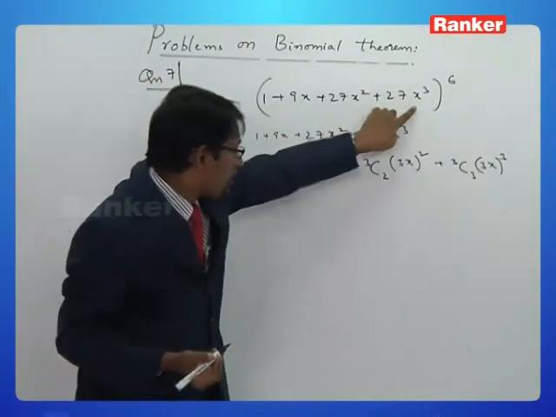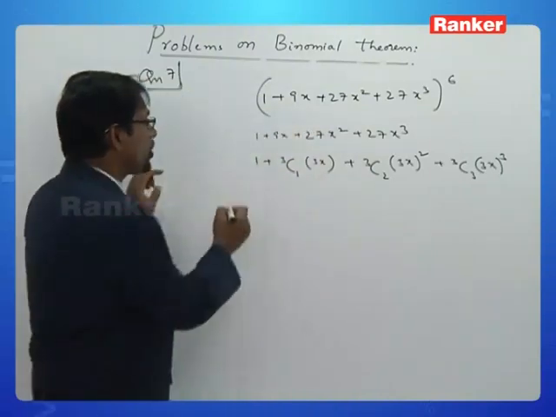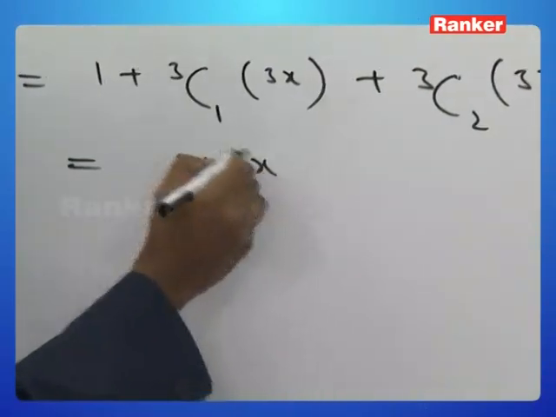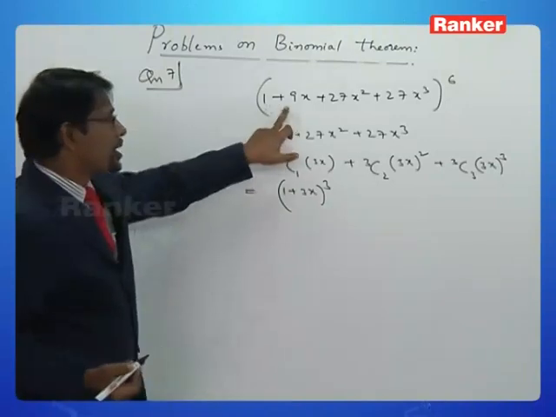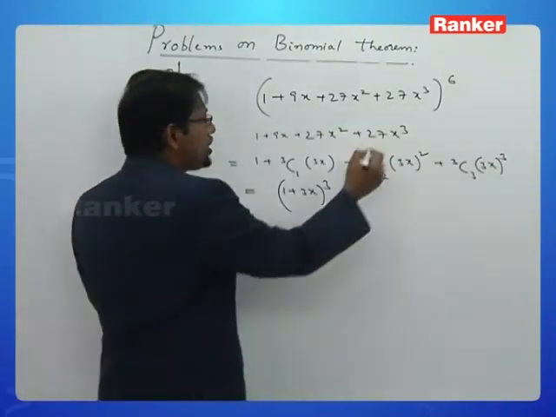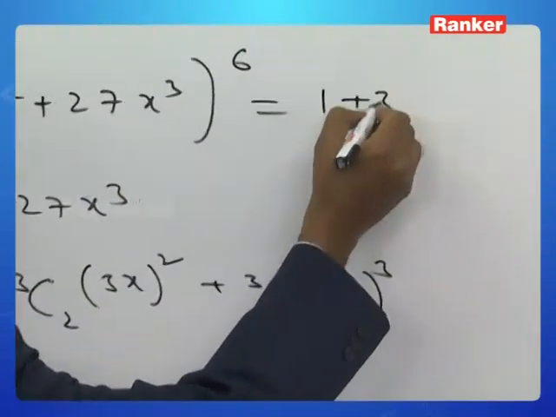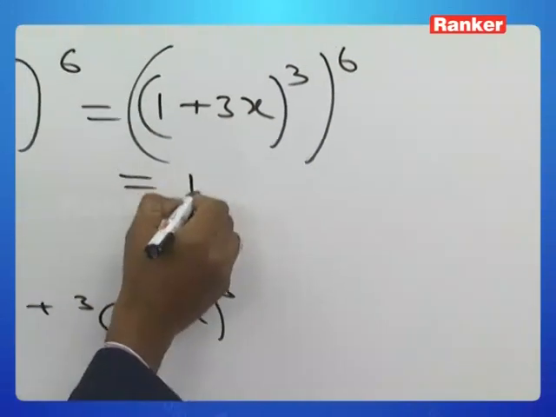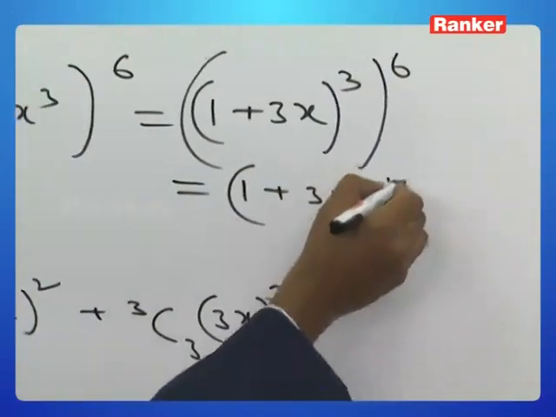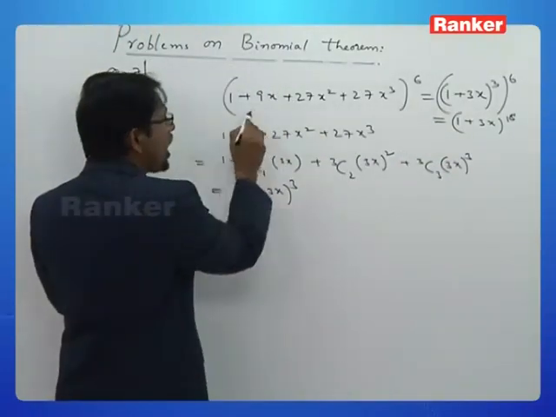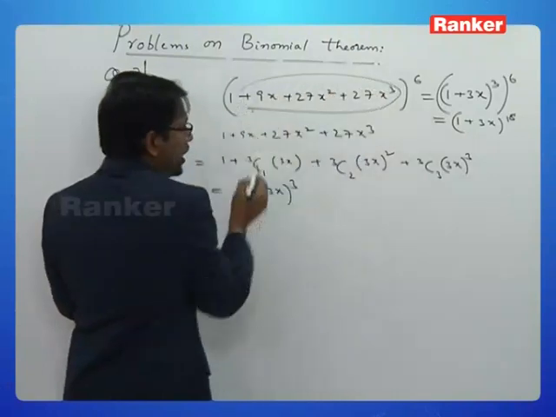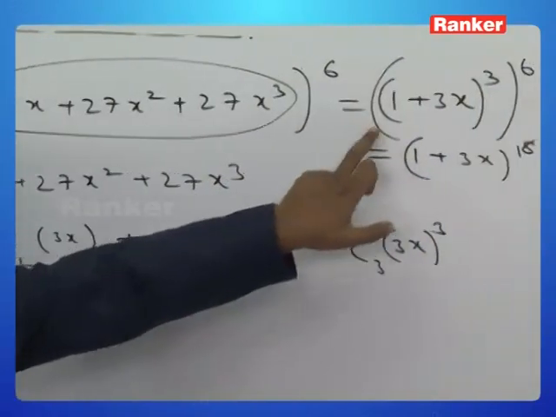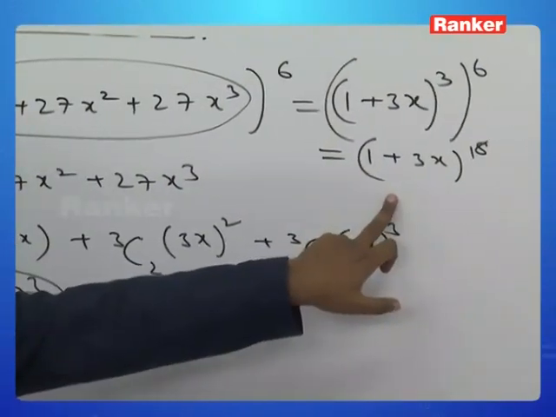So this part inside the bracket is appearing to be like this. And now this is clearly (1 plus 3x) raised to the power 3. So what does that entire expression become now? This expression becomes ((1 plus 3x) raised to the power 3) whole power 6. That makes it (1 plus 3x) power 18. Okay. So using this fact that the base here can be represented as a binomial expansion (1 plus 3x) power 3, I put it back here. I found that it is in the form of (1 plus 3x) power 18.